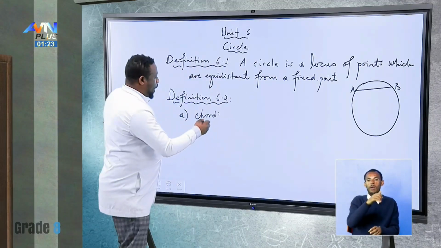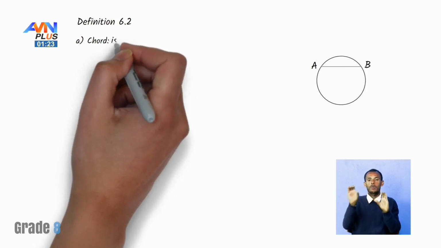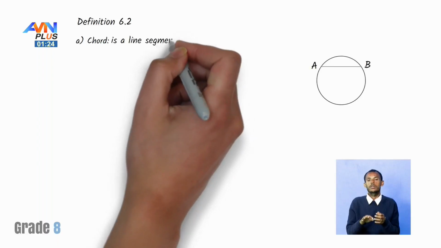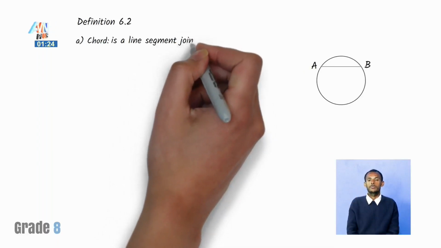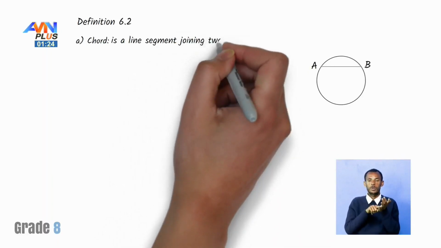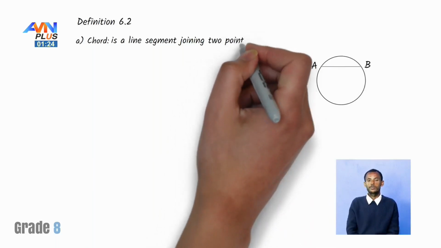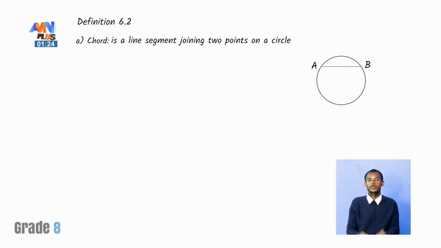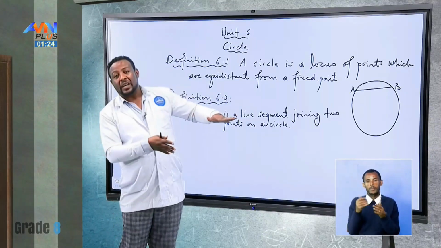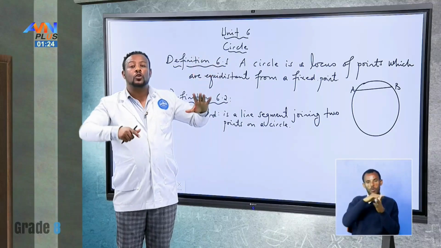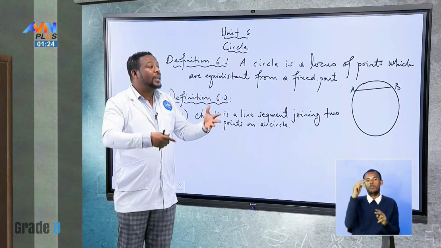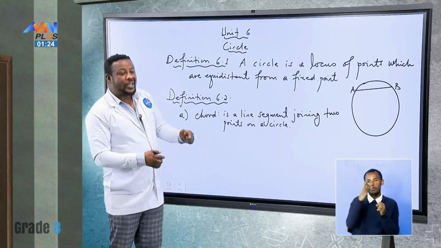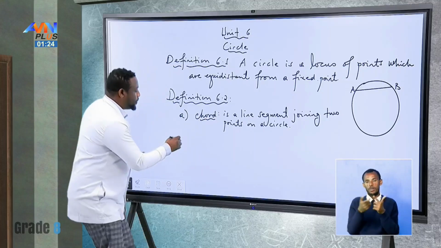So a chord is a line segment joining 2 points on a circle. This is one of the terminologies that we need to be familiar with, because knowing all the terminologies in the circle is very important for our discussion that we will have next, right? So one of the terminologies is a chord. The second one is a diameter.